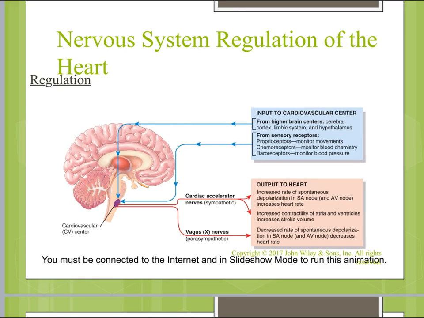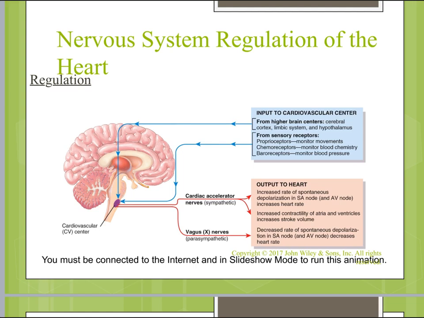Nervous system regulation of the heart rate. Our input to the cardiovascular center comes from higher brain centers, the cerebral cortex, the limbic system, and the hypothalamus. From our sensory receptors, like our proprioceptors that are monitoring movements, our chemoreceptors, which are monitoring the blood chemistry, and our baroreceptors that are monitoring blood pressure. Now the output to the heart comes from our increased rate of spontaneous depolarization in that SA node and subsequently the AV node, which ultimately increases heart rate.